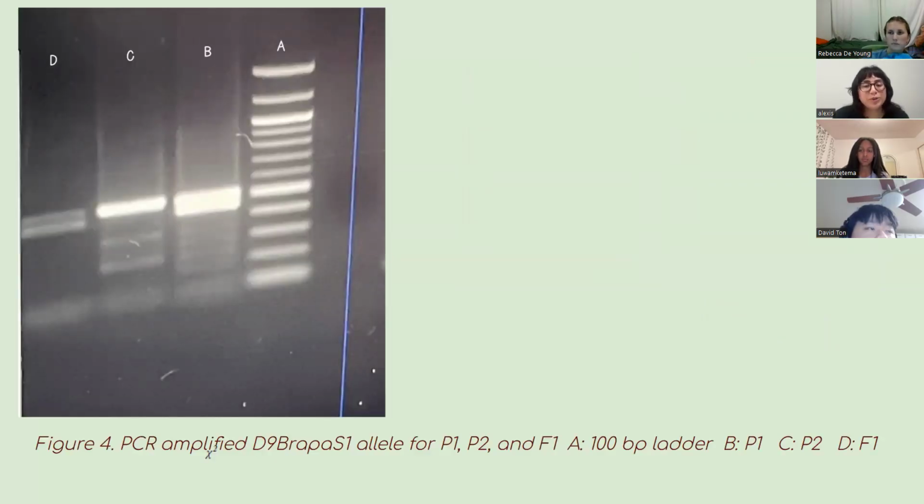Figure 4 shows the gel plate of the PCR amplified D9B RAPA S1 allele. Starting on the right, we have the 100 base pair ladder. Next to it is P1, then we have P2, and finally all the way to the farthest left is the F1.